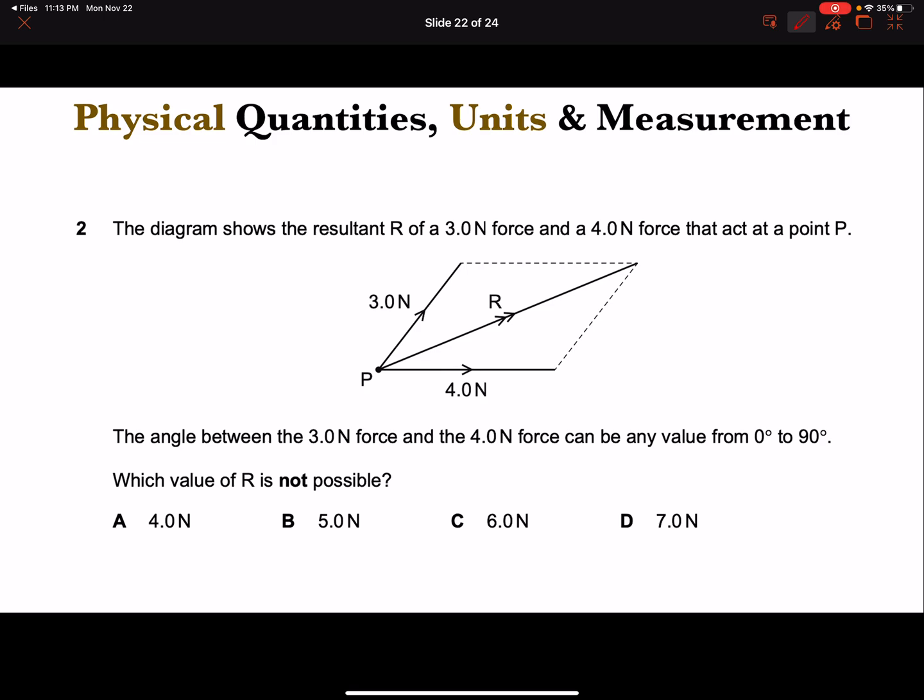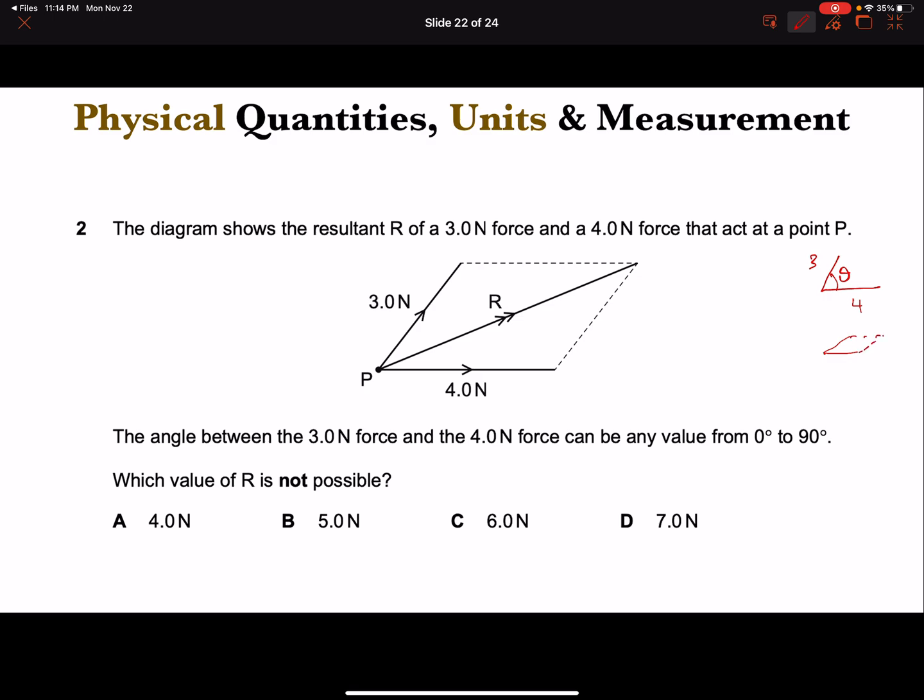All right. So it says, the angle between the 3 Newton force and the 4 Newton force can be any value from 0 degrees to 90 degrees. Which value of r is not possible? Now, one thing to keep in mind is that the angle between, let me just draw, this is 3 and this is 4. If the angle changes, the resultant vector is going to change, right? Let's say if the angle decreased, then the resultant vector is also going to decrease.